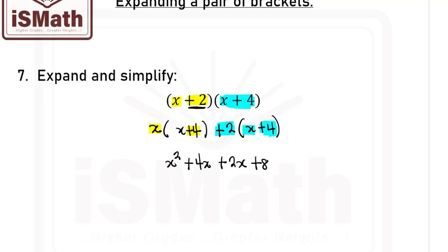Taking a look at this line, you can tell easily that there are like terms here. There are two like terms here, plus 4x and plus 2x. So let's collect those like terms and simplify them. We've expanded. Now it's time to simplify. So we'll simplify this by having x squared plus 6x, because plus 4x plus 2x will give you plus 6x, and then we have plus 8. This is the answer, because now we have different terms. We can't add them. So that's the answer there.